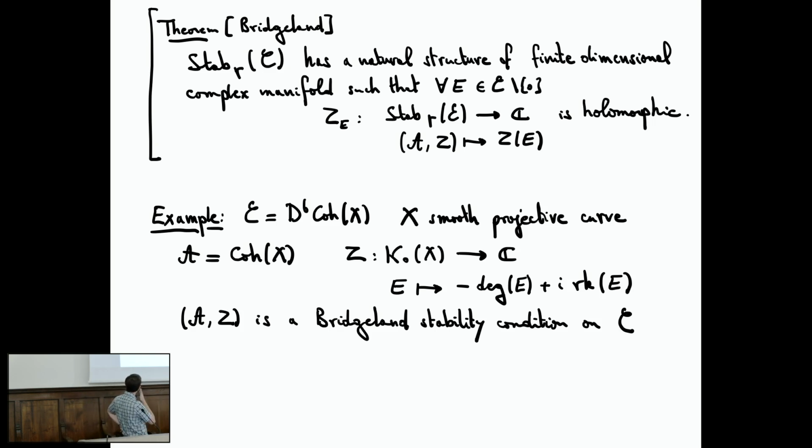And you can check that this pair (A, Z) satisfies everything we want in order to be called a Bridgeland stability condition. And if you think about what stable means in this context, you recover the usual notion of stability, going back at least to Mumford, for sheaves on curves, for which you compare the slope of the bundle, so you compare the degree divided by the rank.